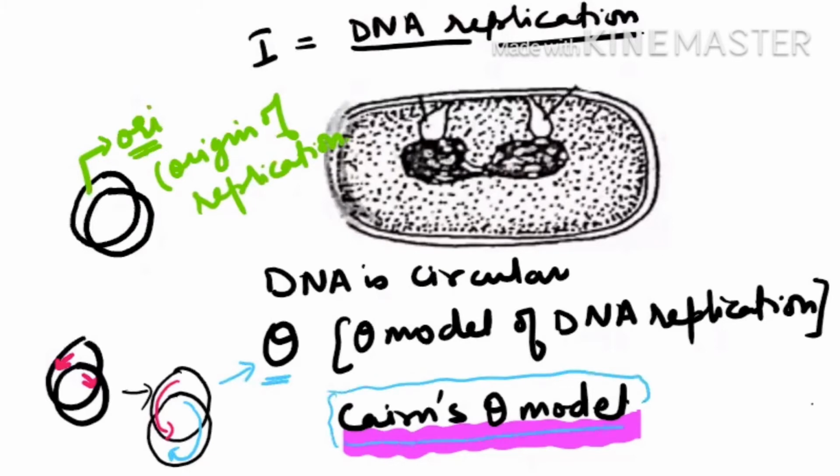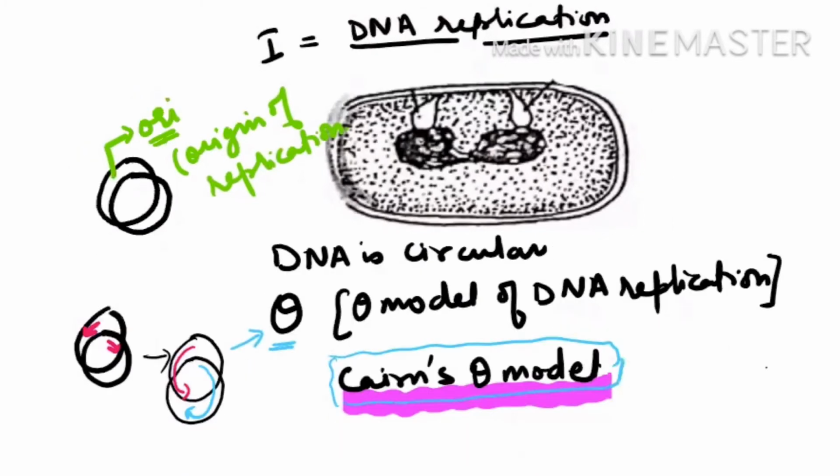So I hope the first step is clear. By this diagram, it is also clear that in case of prokaryote, it is bidirectional replication. It is bidirectional DNA replication.